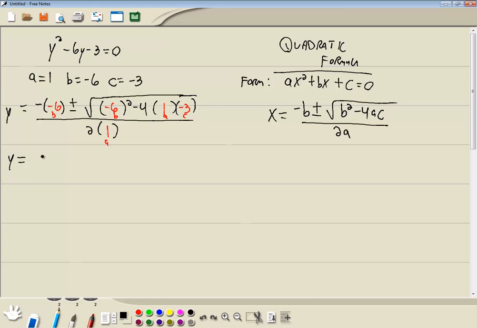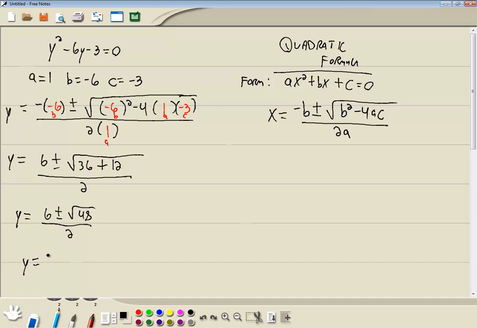Well, negative negative gives us a positive 6, plus or minus. Negative 6 squared is 36. Negative times a positive times a negative ends up giving us a positive. 4 times 1 is 4, times 3 is 12, over 2. So we get y is equal to 6 plus or minus the square root of 36 plus 12, which is 48, over 2. And you should always simplify your radicals at any step in math.